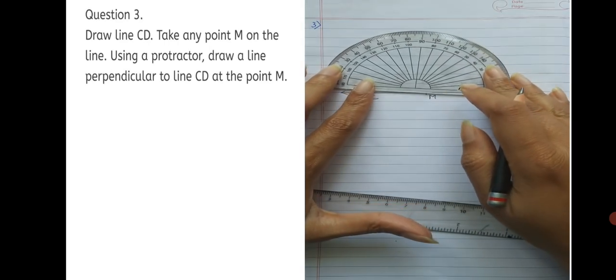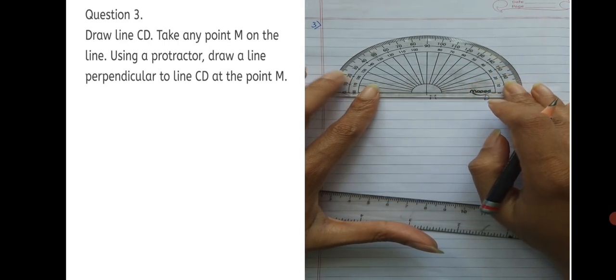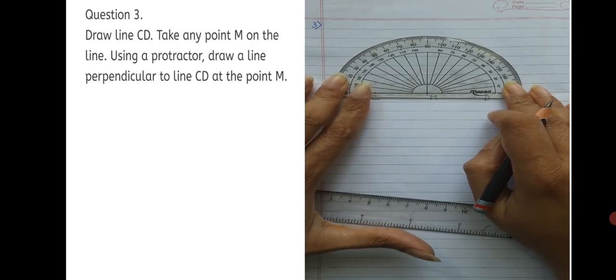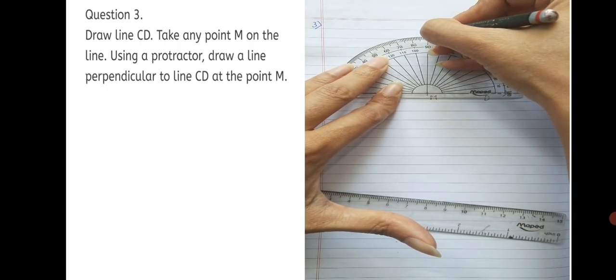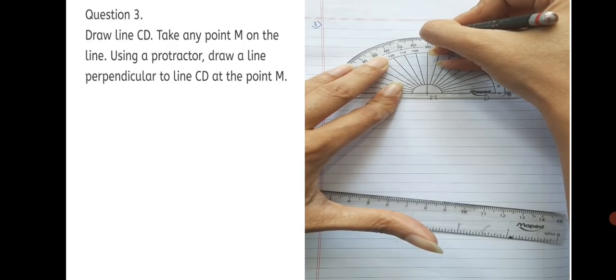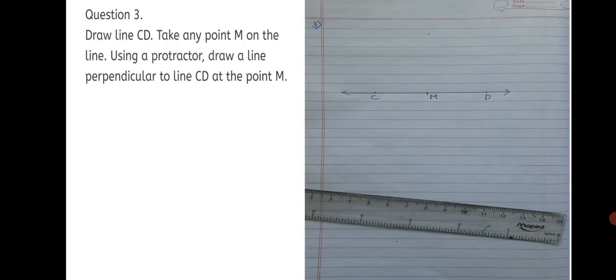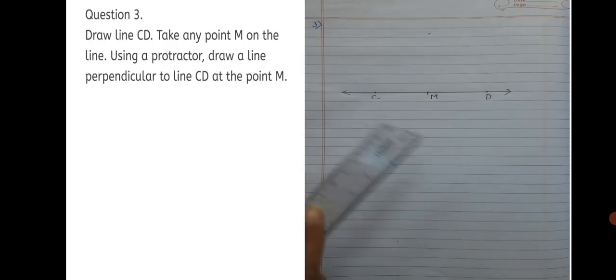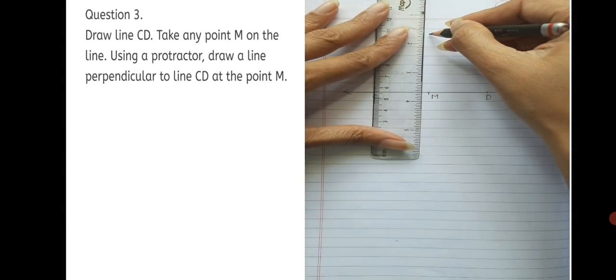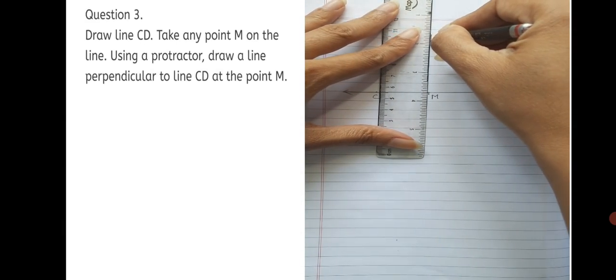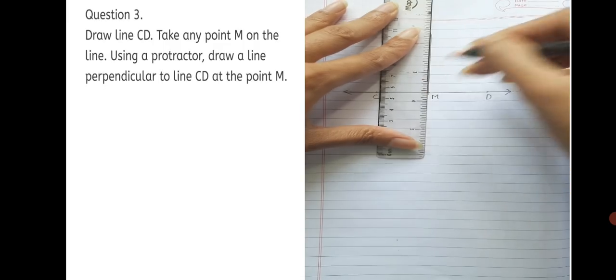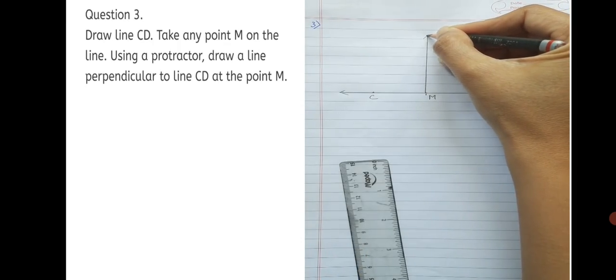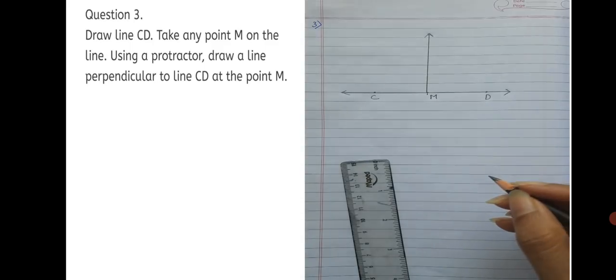If you can't see the center, you just make a small dash below the center so that you can see where exactly your center lies. And on top at 90 degrees, make a point, make a mark. Now with the help of a scale, join the point to M. And this way, with the help of a protractor, we have learned how to draw a perpendicular.